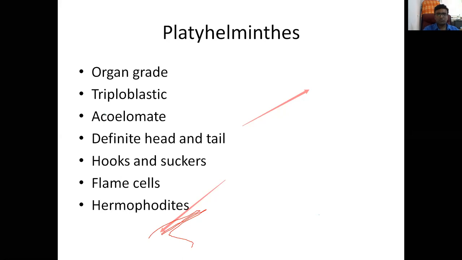Yes. They are hermaphrodites, right? What do you mean by that? What do you mean by hermaphrodite? Give an example for a hermaphrodite. Can you give a helminth example? Flatworm. No, leech and earthworm, they are not helminths. Very good. Afshan is answering. Afshan, Sujita, Nandu, yes, all of you are answering. Great. Okay, so that is regarding the platyhelminthes.